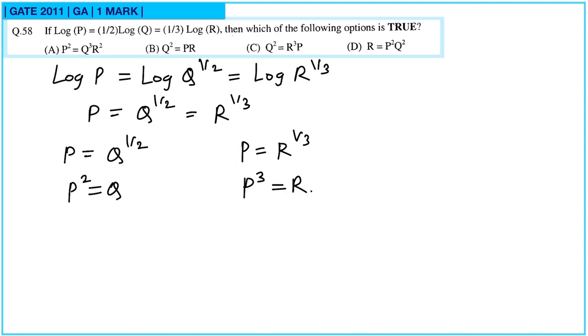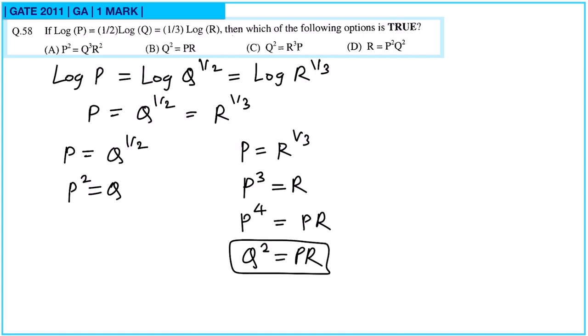Let us multiply on both sides by P, so this will be P raised to 4 equals PR, but P square is Q, so P raised to 4 is Q square, so Q square is equal to P into R. So option B is correct. Q square is equal to P into R.